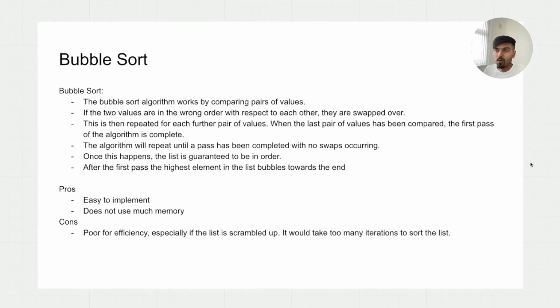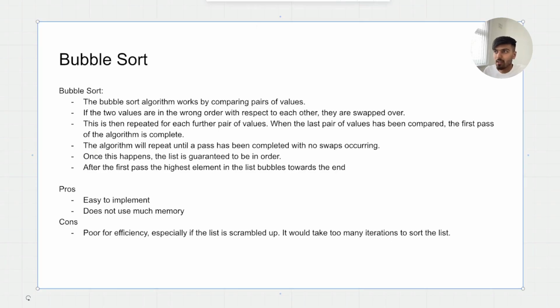Now let's move on to bubble sort. So how does this work? We compare pairs of values. So if you have 1 and 2, we compare this pair, and if they're in the wrong order, we swap, and if they're in the right order, we move on to the next pair. So pairs is a key word whenever you get asked how to perform bubble sort. Make sure you know that. And also, after the first pass, the highest element in the list bubbles towards the end, hence the name bubble sort. Again, I've gone through this in the in-depth video. This is just a quick recap.